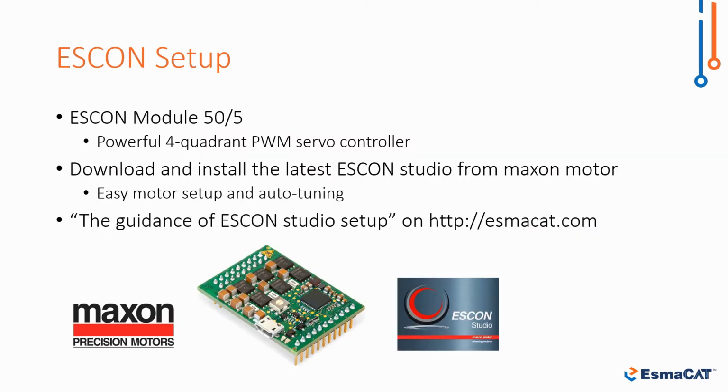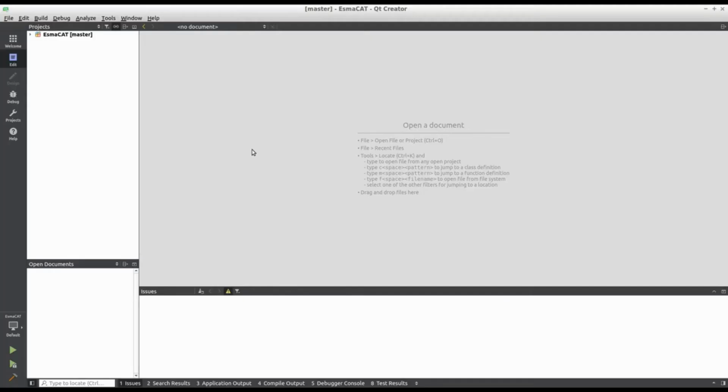Before operation, we should set designated motor parameters via the Maxon ESCON Studio. All required parameters are available on the motor data sheet provided by the motor manufacturer. For details on how to set up the Maxon ESCON, please see the Guidance of ESCON Studio Setup document on our website, EsmaCAT.com. Now, let us write our code together.